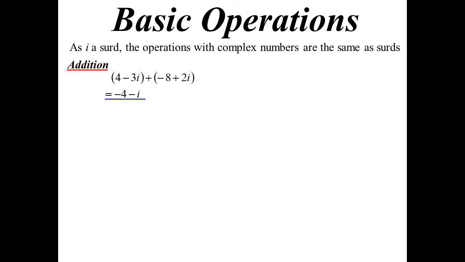You see, there was no point of intersection of the real numbers and the imaginary numbers. There is no point of intersection. So you can't add them together. So you always have a real part and an imaginary part. You work with the imaginaries, you work with the real numbers. So -4 minus i is the best we can do. Subtraction, same deal. Again, it just looks like algebra.